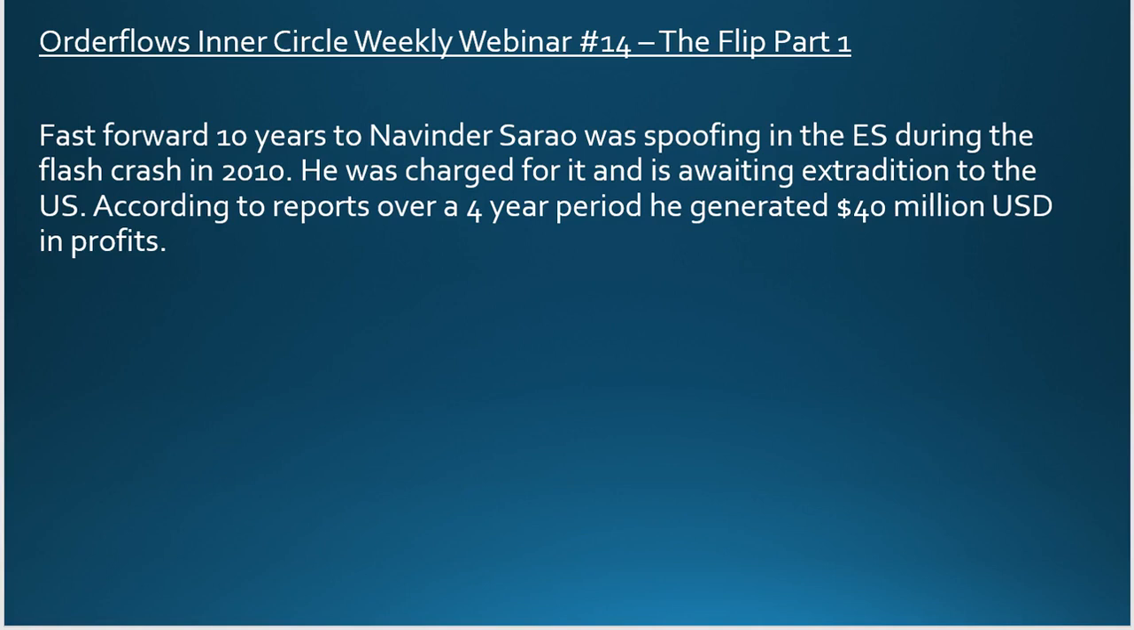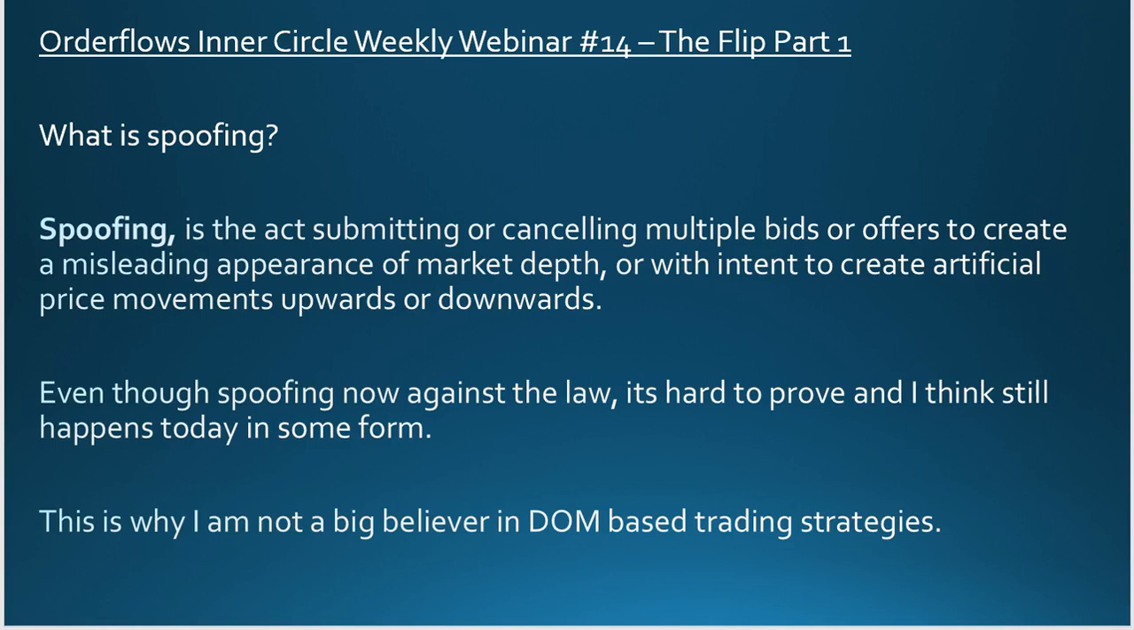Now, spoofing is just basic market manipulation. So what is spoofing? This is from the CFTC: the act of submitting or canceling multiple bids or offers to create a misleading appearance of market depth with the intent to create artificial price movements upwards or downwards. Even though it's illegal now, it's against the law, it's hard to prove, and I do think it still happens today in some form.